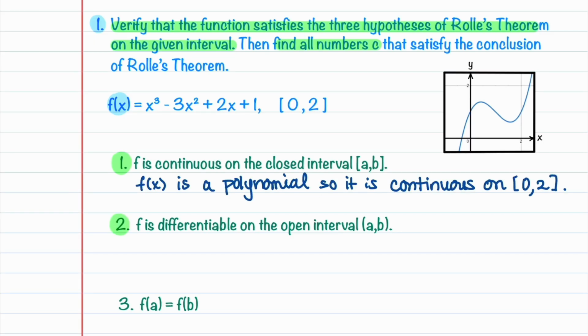Our second hypothesis says that f is differentiable on the open interval. Let's go ahead and take the derivative. F prime of x is 3x squared minus 6x plus 2. Notice that f prime of x is also a polynomial, so let's write that down. F prime of x is a polynomial.